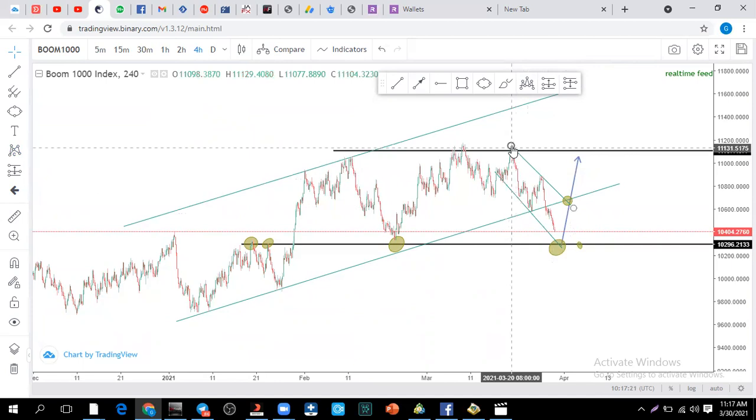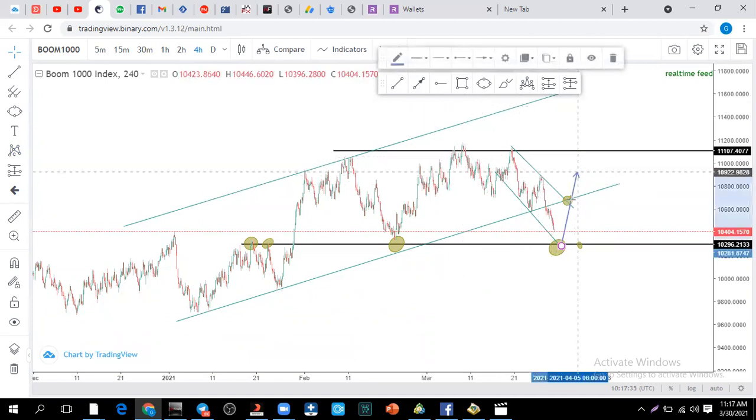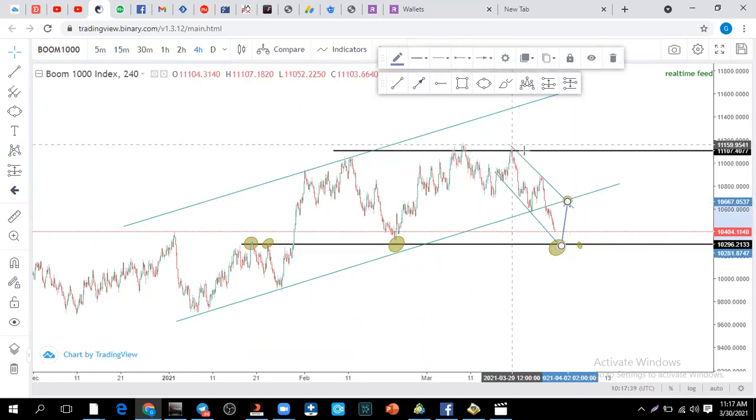You see what happened here, 1, 2, 3. So this trend line you're seeing up there is acting as a resistance. So if price comes back up there, remember we already had 1 touch, 2 touch, and this will be a third touch.